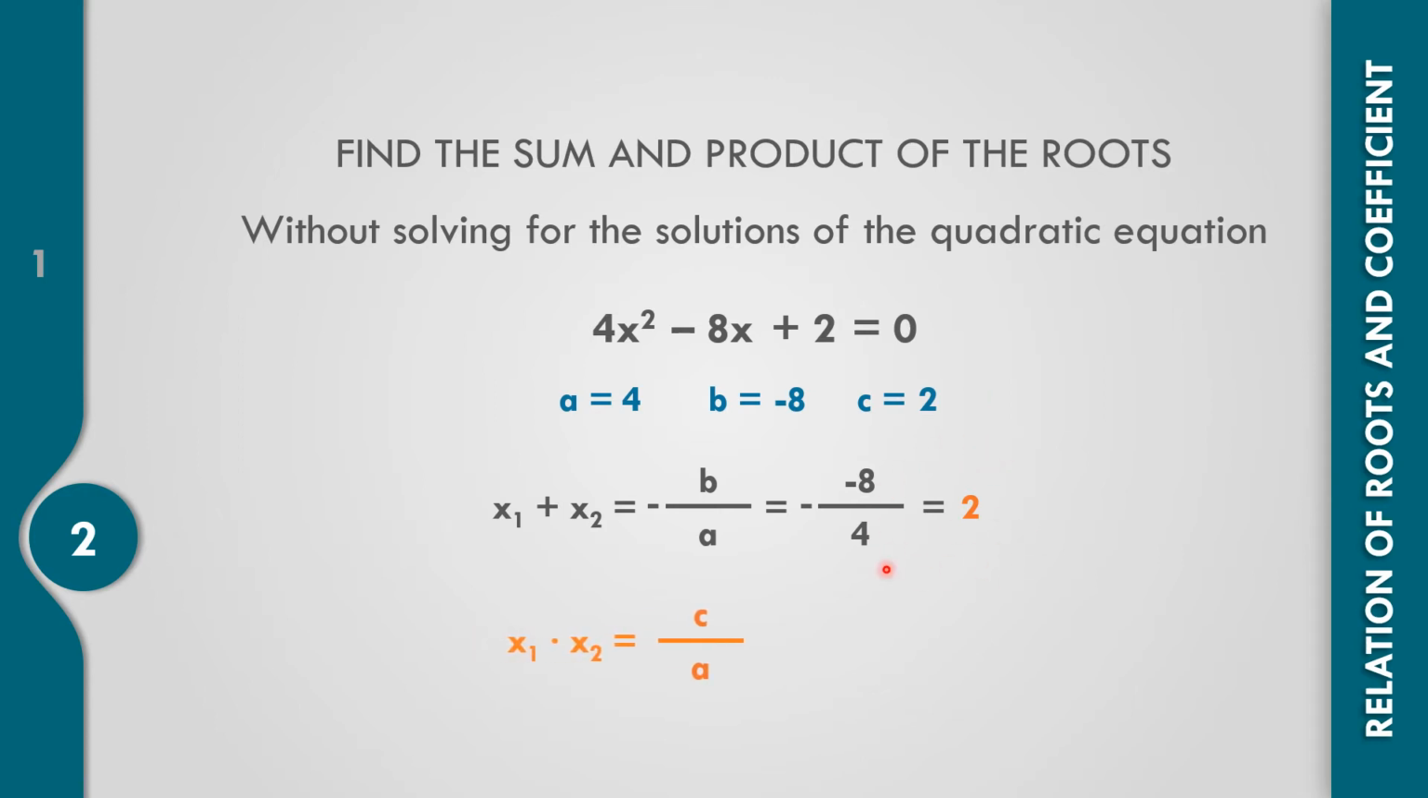How about the product of the roots, that is c over a? So the numerator c is equal to positive 2, and then a is equal to 4. You cannot leave 2 divided by 4, we need to get the lowest term. So for the lowest term, you may divide by 2. So 2 divided by 2 is 1. 4 divided by 2 is equal to 2. So the lowest term of 2 over 4 is 1 over 2. So the product of the roots is 1/2, and the sum of the roots is equal to 2.